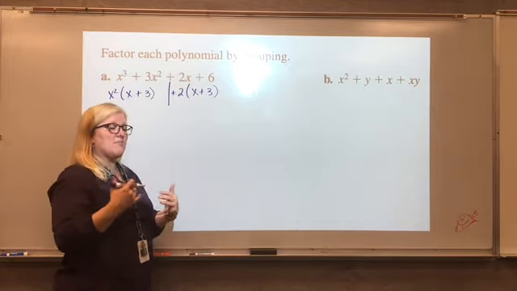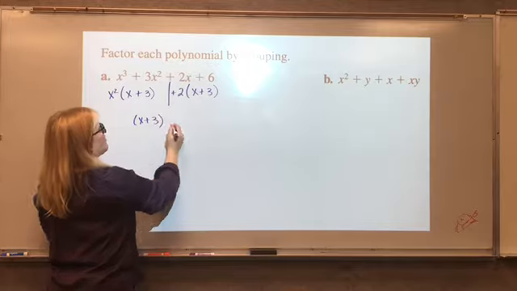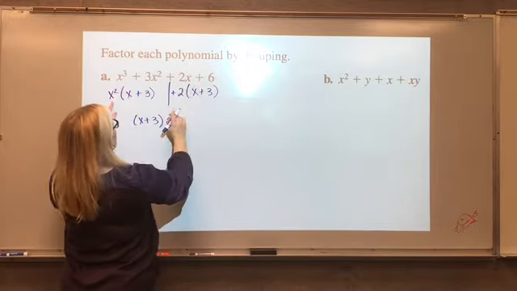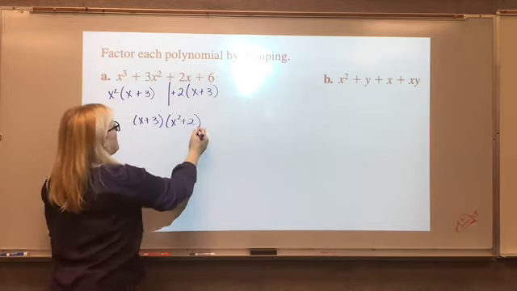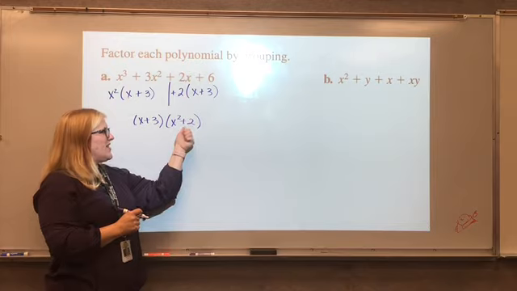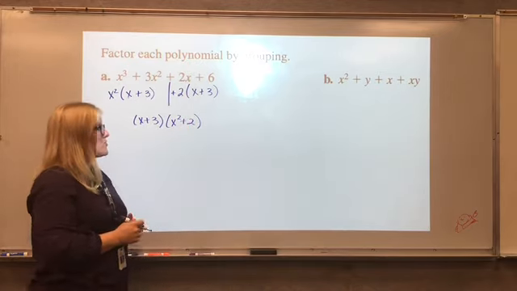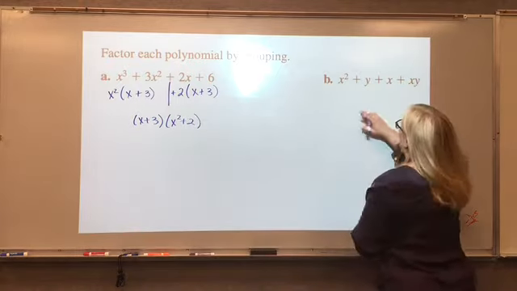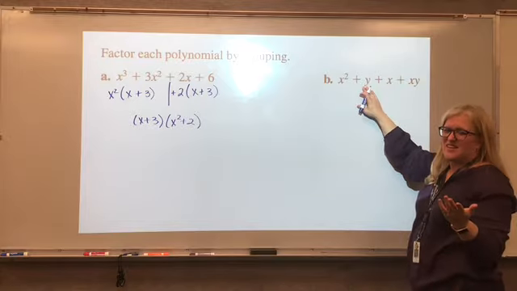So then I pull out x plus 3, and what's left? If I get rid of the x plus 3, what's left is x squared plus 2. And now that one is factored. And then I look to see if I can factor it anymore, but I can't factor x squared plus 2, so I'm done.